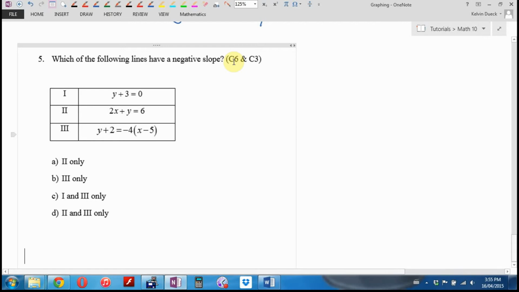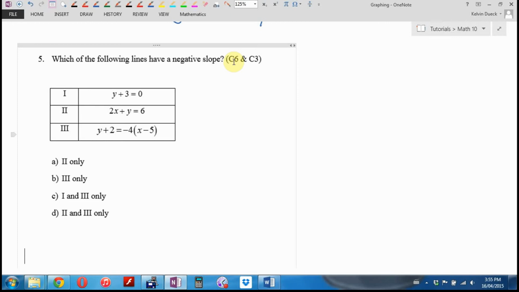I'm going to start with number 3. And the reason I start with the third line is it's in a nice form. Look at it. You see brackets? It goes through 5, negative 2, brackets backwards, do the x first, and then the y is also backwards. It goes through 5, negative 2, they didn't ask that.